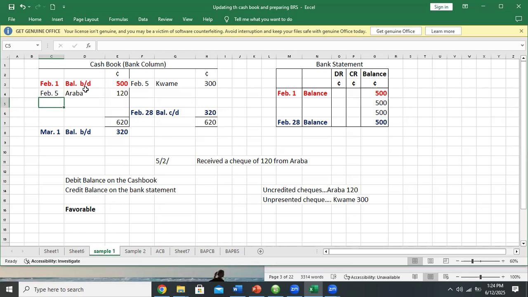Okay. So look at the first scenario, and let me raise Kwame's transaction so that when we finish, we'll look at the hand. The first scenario, which is the uncredited check: because of this uncredited check, we have our cash book balance as 620 and our bank statement balance as what? 500. My question is, what will you do to make sure that these two balances agree?